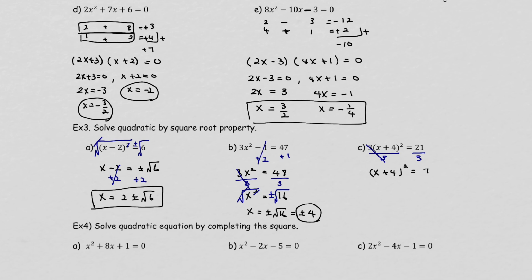Now you can take the square root of both sides. Don't forget to put the plus minus sign on the other side. This cancels out the square root with the square. Now x plus 4 equals plus minus square root of 7. Again, isolate x to solve for x. Subtract 4, so it will be -4 plus minus square root of 7, which is the solution of that equation.